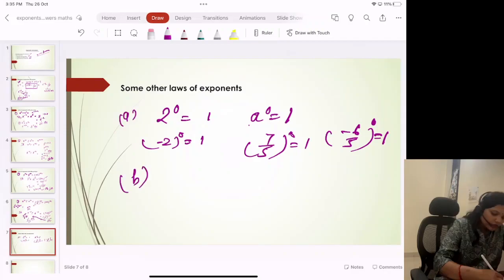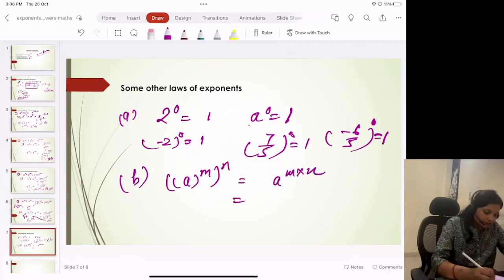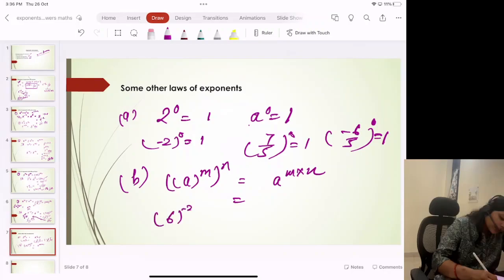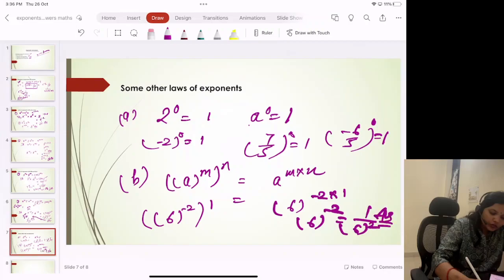Second property, if I say (a to the power m) to the power n equals a to the power m into n, right? Okay, suppose I have been given (6 to the power minus 2) to the power 1. So minus 2 into 1 becomes minus 2, which is 1 upon 6 to the power 2. This is your answer.